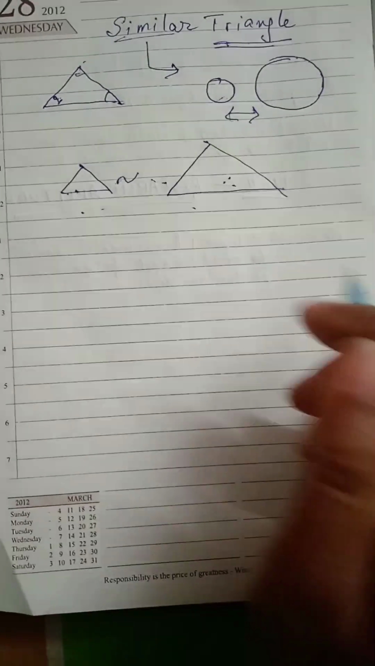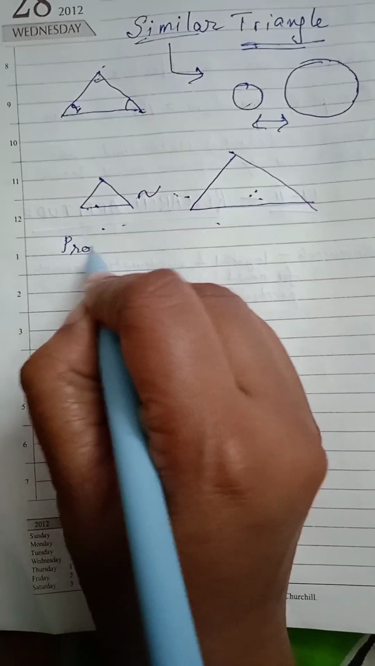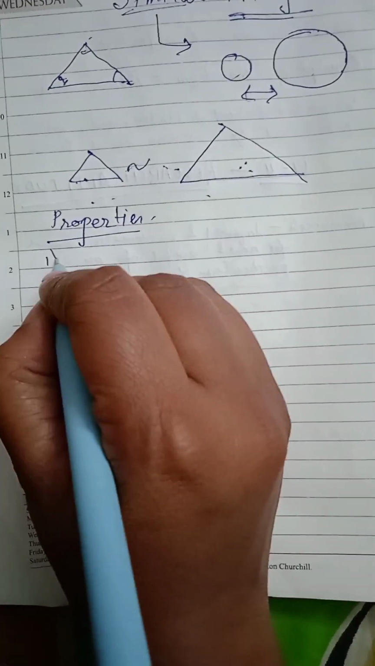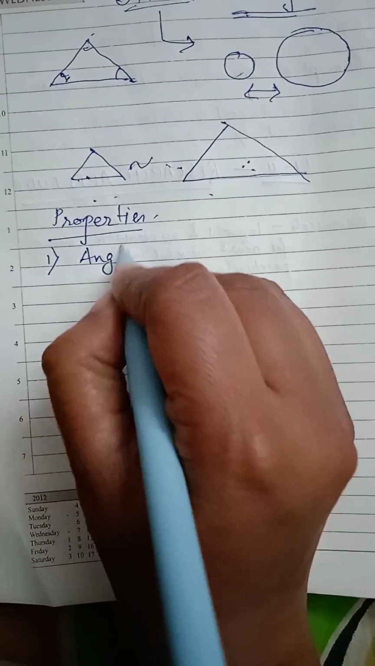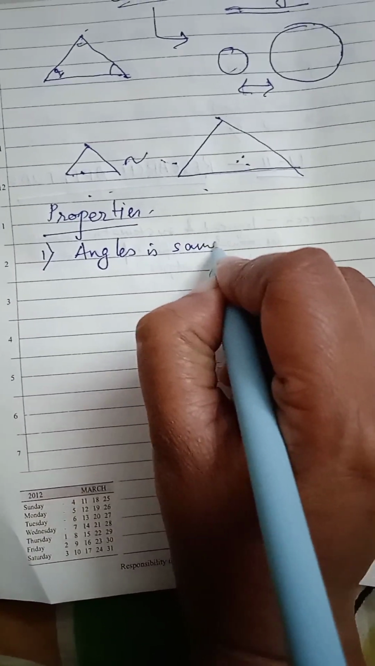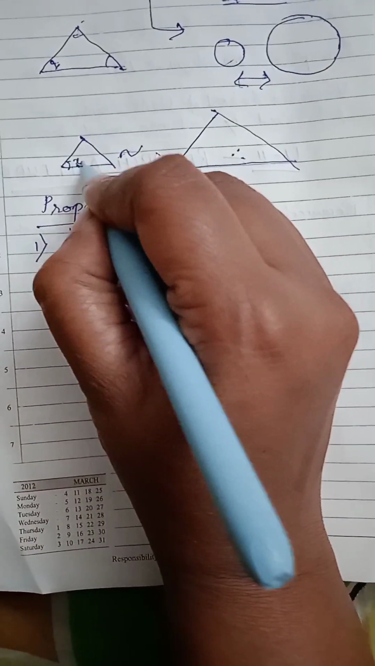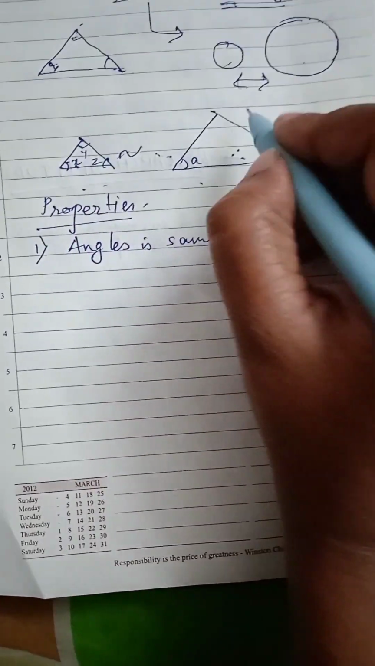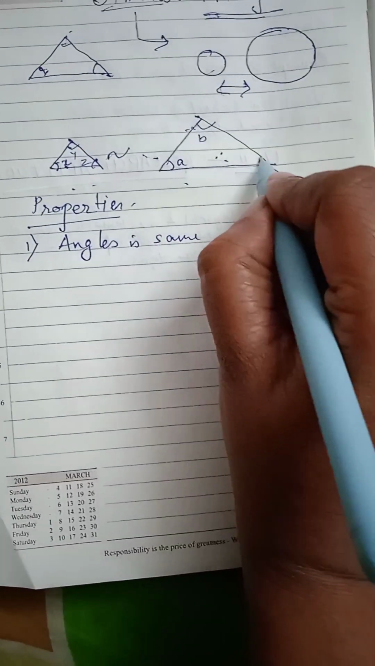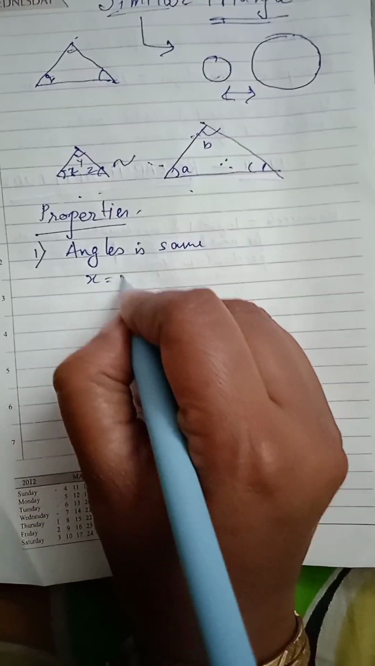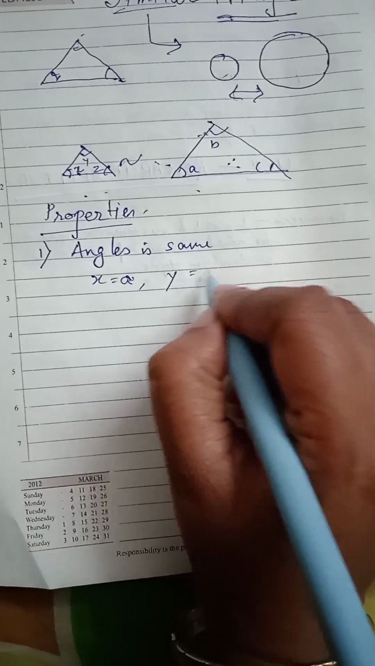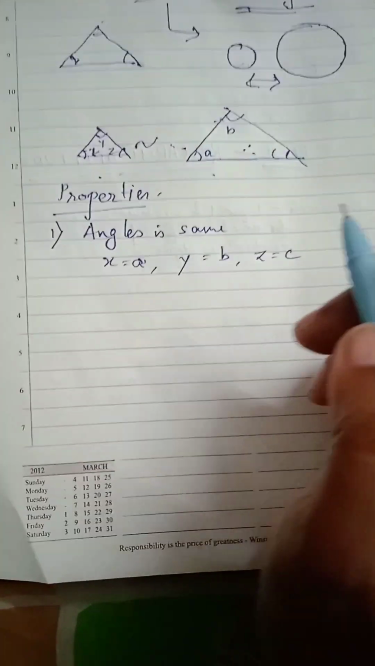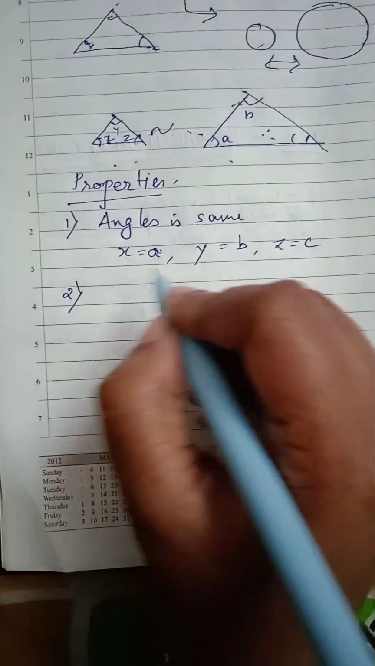So these are similar. What are the properties of similar triangles? The first one: the angles are the same. Say this is angle X, this is Y, this is Z, and this is A, this is B, and this is C. So I can say X is equal to A, Y is equal to B, and Z is equal to C. That is when I will tell this as similar. Angles are the same.